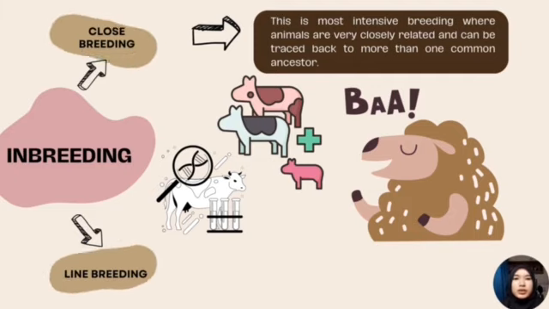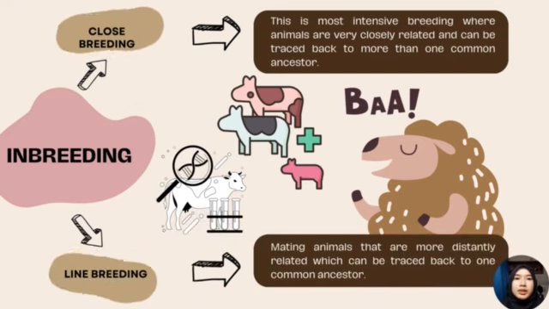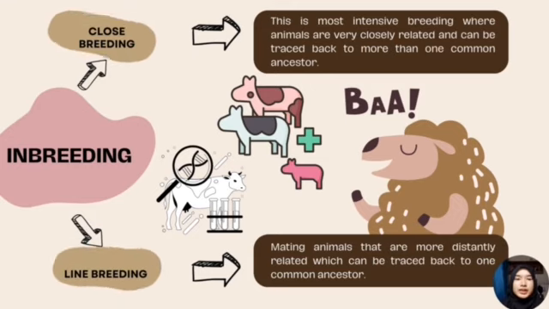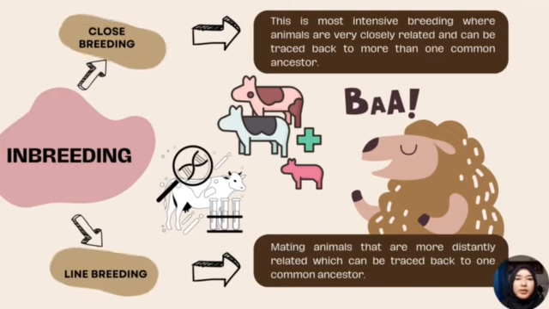Examples are father to daughter, son to mother, brother to sister. Line breeding: mating animals that are more distantly related, which can be traced back to one common ancestor. Example: cousin, grandparent to grand-offspring, half brother to half sister. Line breeding increases genetic purity among the animals of progeny generations.